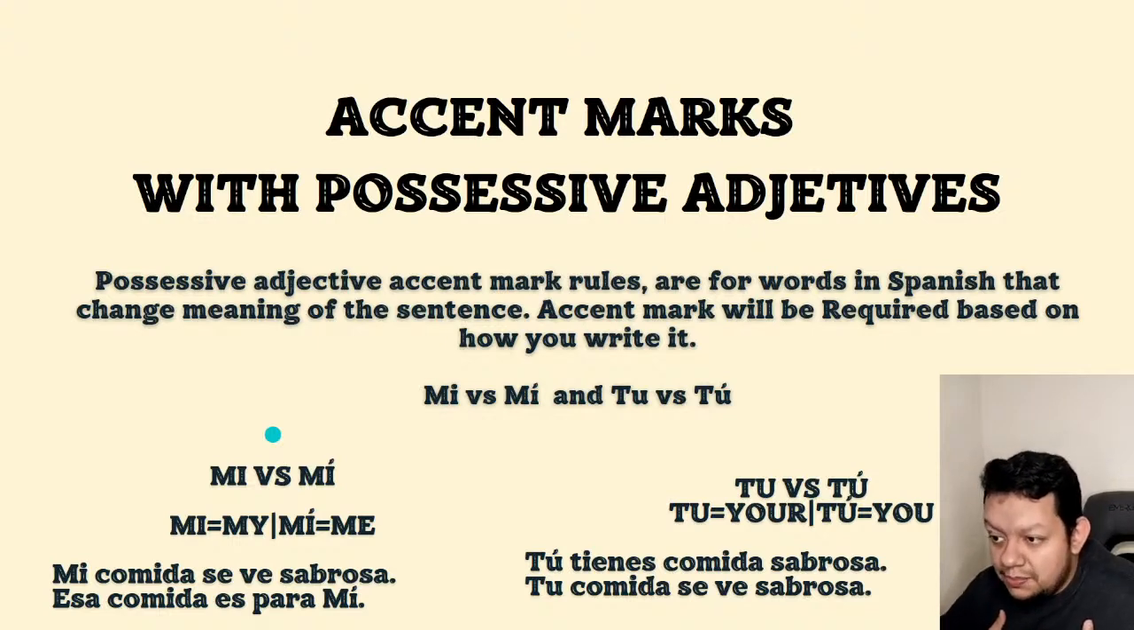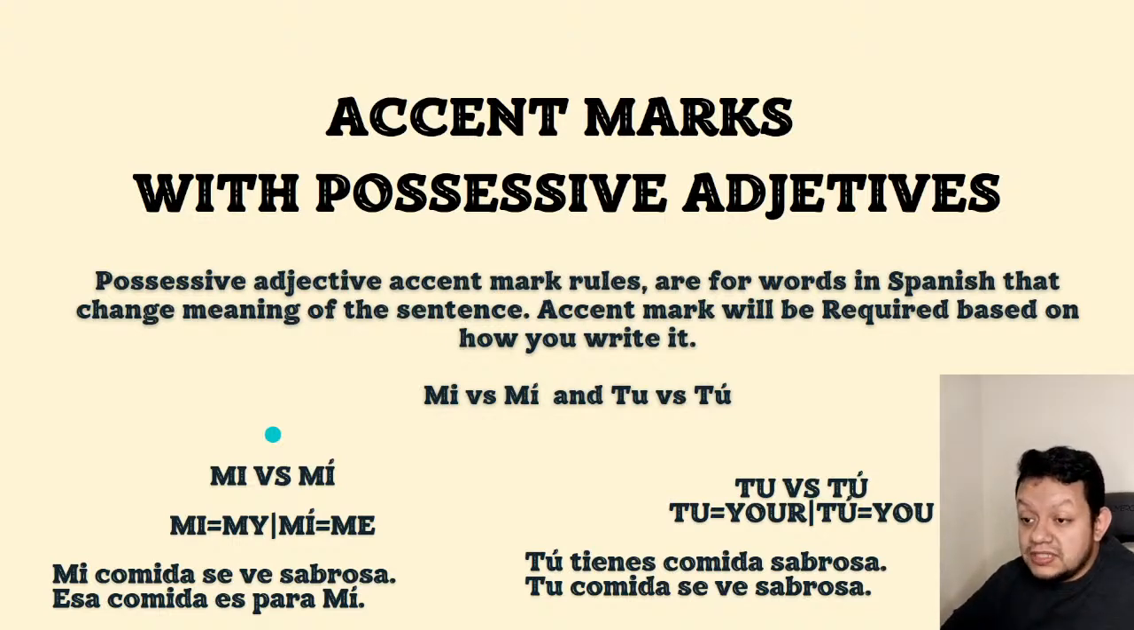I have two examples here for the sentences. The first sentence, "Mi comida se ve sabrosa." My food looks delicious. My food, it belongs to me. Possessive adjective, "mi comida." "Esa comida es para mí." That food is for me.